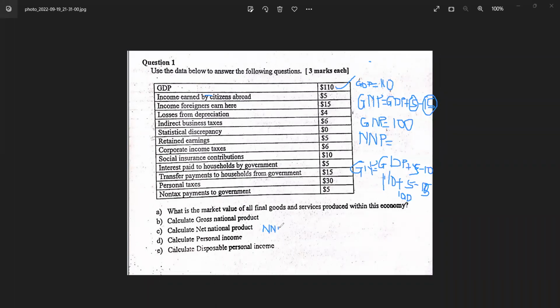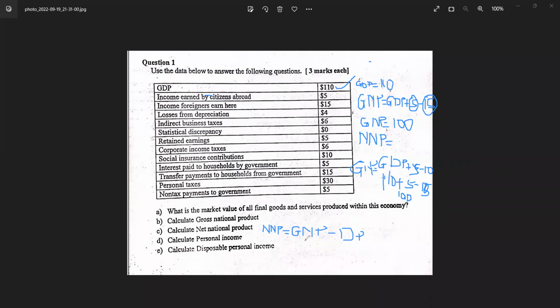So NNP is given by the GNP, the gross national product. Anytime you hear about net, we are talking about depreciation. So GNP minus the depreciation. They give a depreciation in the question, right? So what do you get for the GNP? GNP is equal to what?